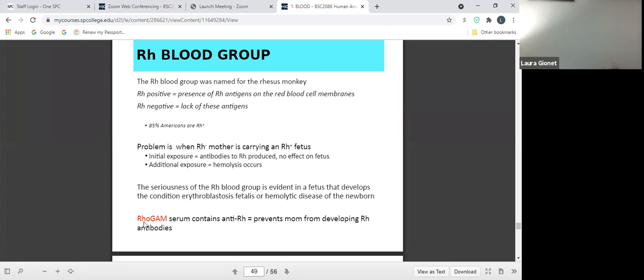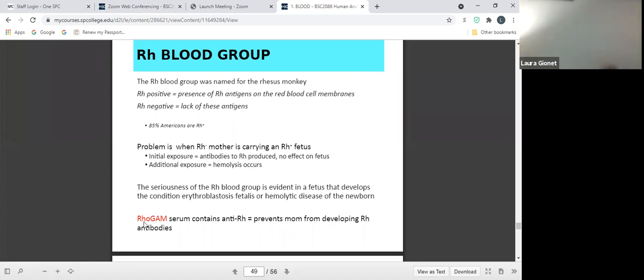So the RH group was named for the rhesus monkey. RH positive means that you have the presence of that RH antigen or D antigen on your red blood cell membrane. RH negative means you lack that antigen. It is more common to be RH positive, 85%, and it dominates over being RH negative.